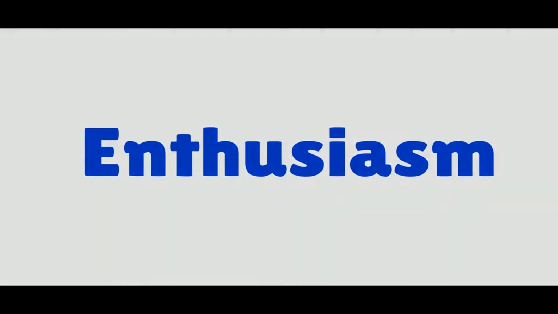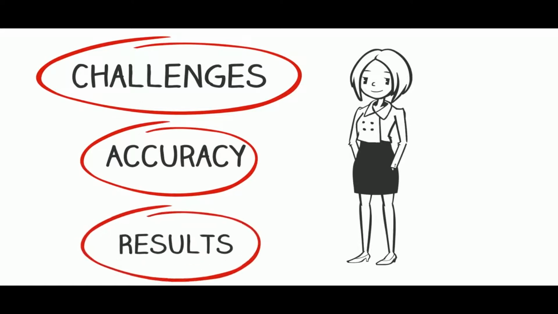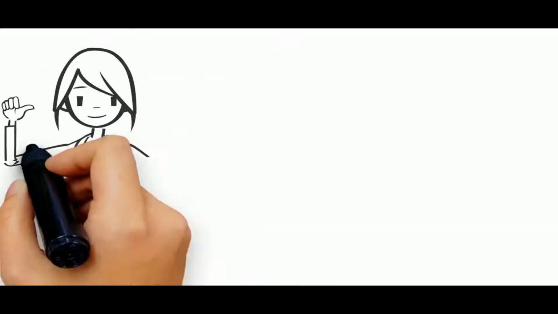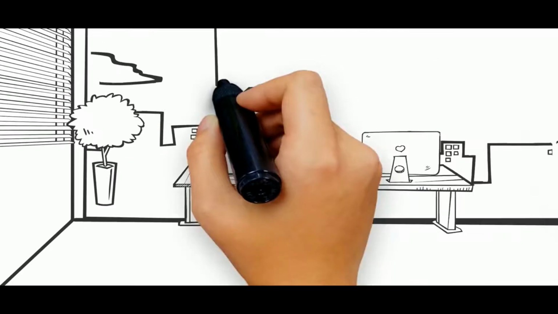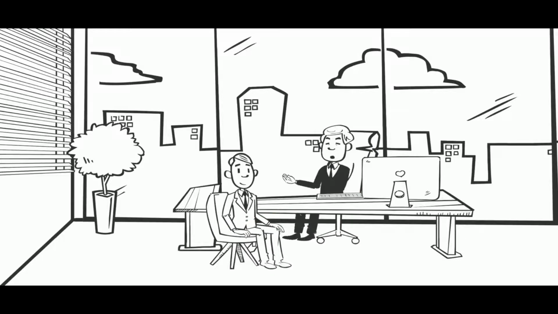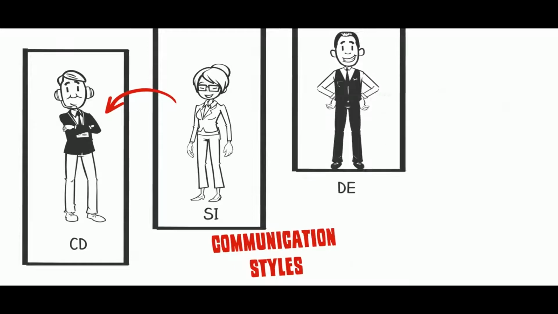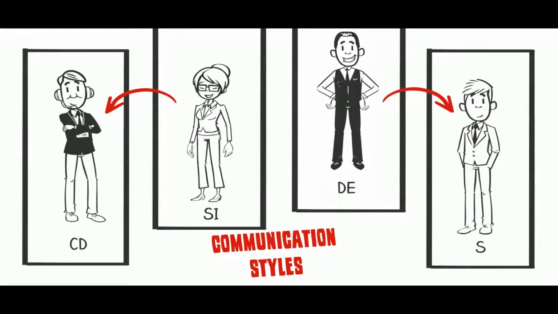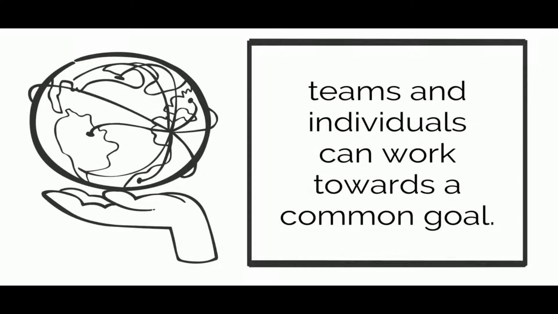The opposite of that would be someone in the CD quadrant. They would focus more on challenges, accuracy, and results. So knowing your own personal style and that of others allows people to adjust their personal style in work interactions. An SI would learn how to work with a CD, or a D can identify how to best support somebody from the S quadrant. By flexing personal styles to meet the needs of the situation, teams as well as individuals can work towards a common goal.